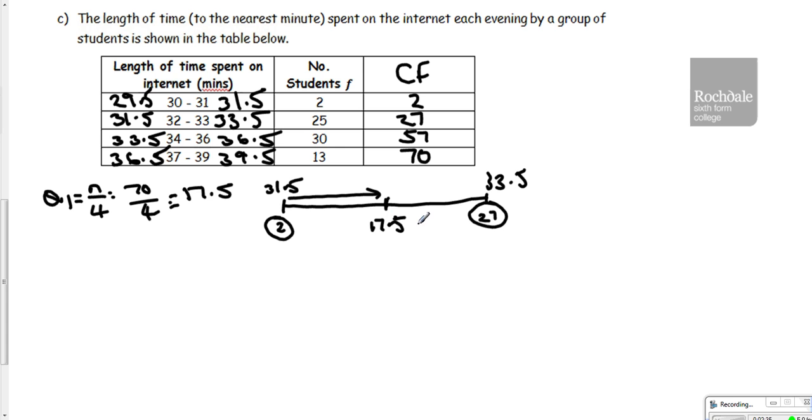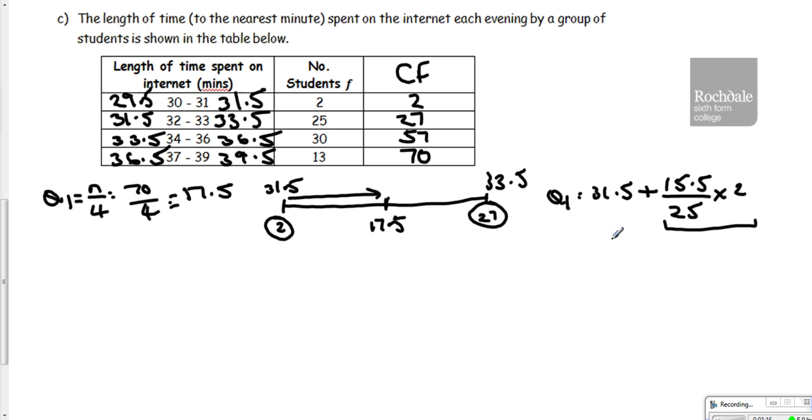So we start with the lower boundary, which in this case is 31.5, and we add on the frequency that we want. Now this is the frequency we want. We want 15.5 values out of, how many values were there in that interval? Well, there were 25. You can see that from here, or you can actually just look at the table. There's 25. And we multiply that by the class width. Well, the class width is from 31.5 to 33.5, so that's 2. Remember, we work this part out first, then we add on the lower boundary.